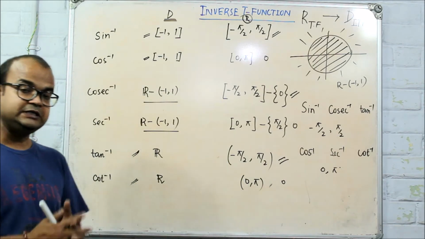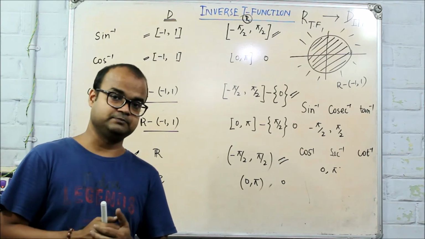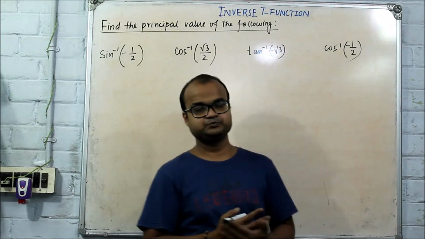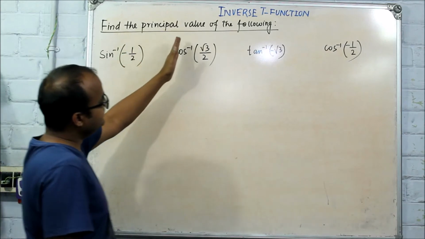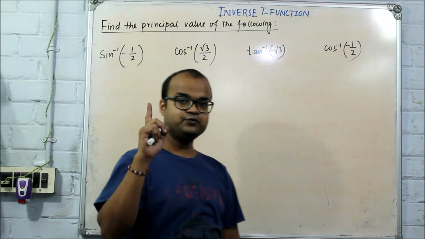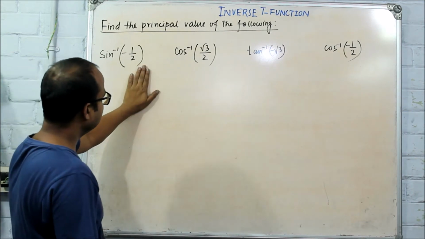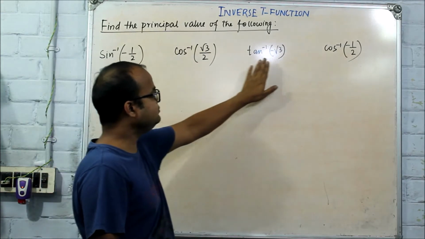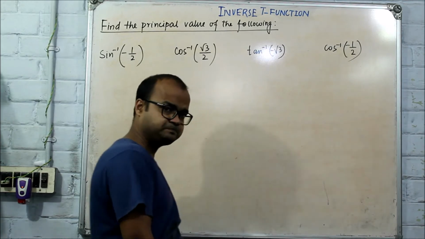So now in the next we are going to discuss some problems. Find the principal value of the following. I am taking 4 examples here: sine inverse of minus 1 by 2, cos inverse of root 3 by 2, tan inverse of minus root 3, cos inverse of minus 1 by 2.